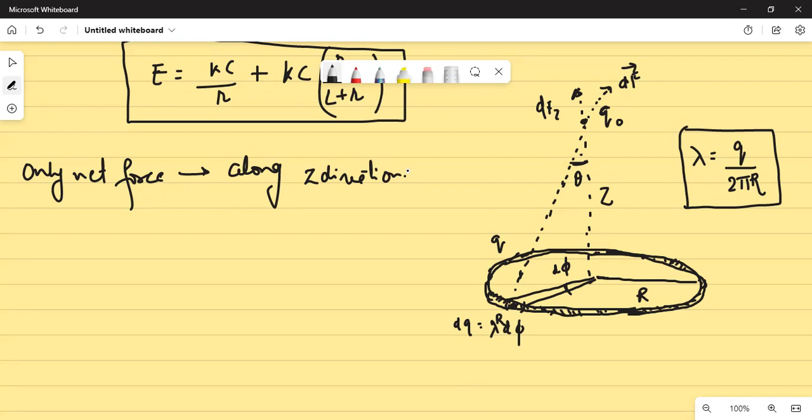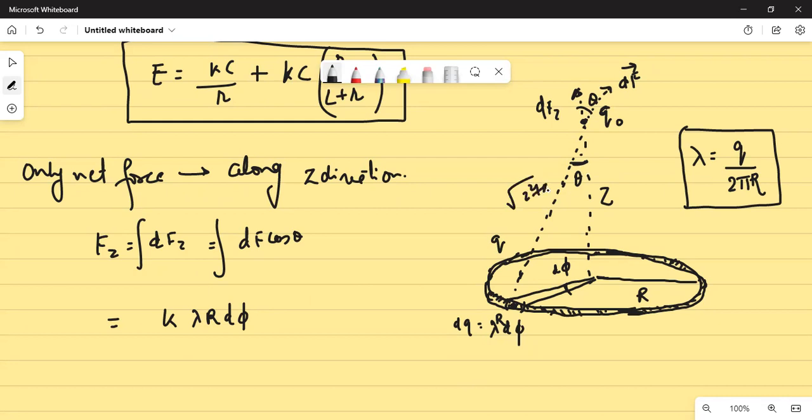Okay, now if I want to find the field, I have to first find the force, and force along z direction would be equal to what? Force along z direction will be integral of dFz, and this is dF, this is theta, so this will be dF cos theta. Is that clear? And if I write dF cos theta, what will it be? I think it will be k, then instead of dq, I can write lambda into r into d phi, and cos theta would be equal to z upon root over z square plus r square. Okay, is that clear?